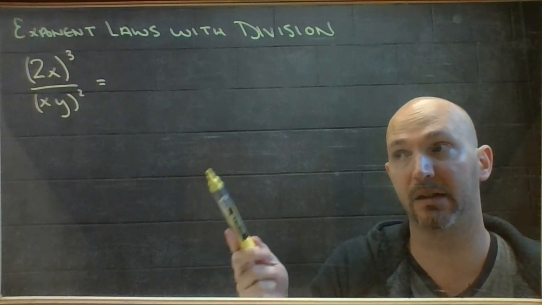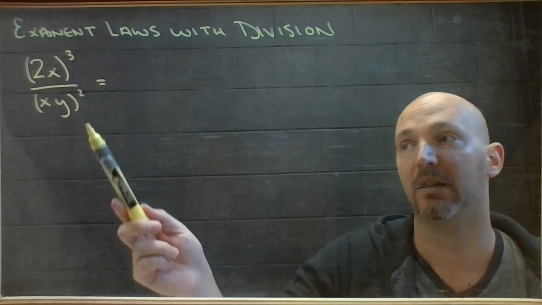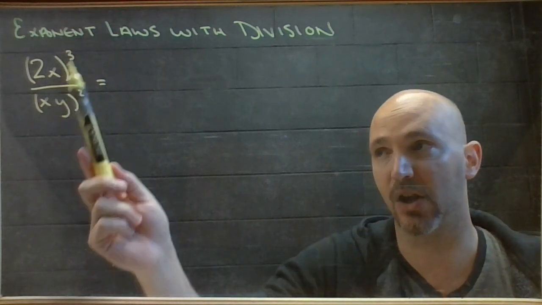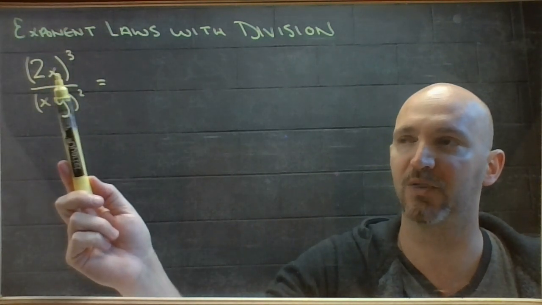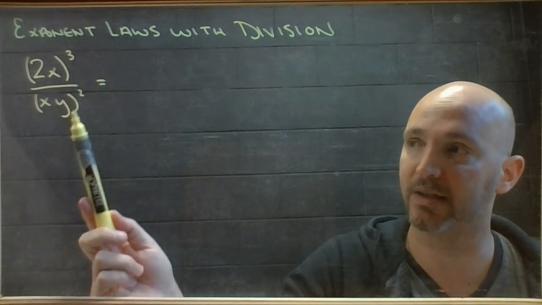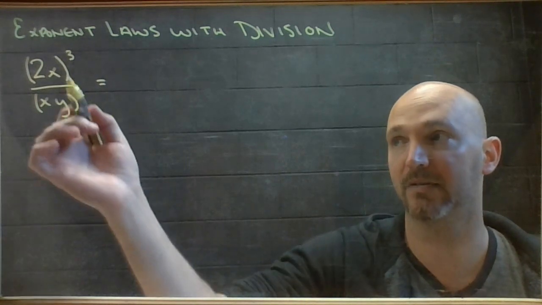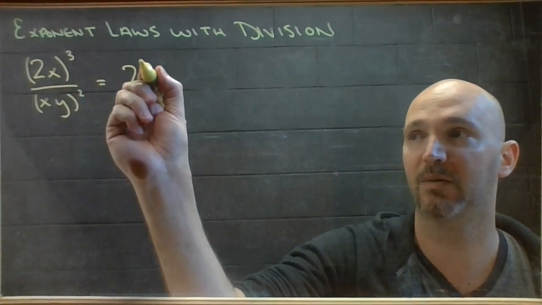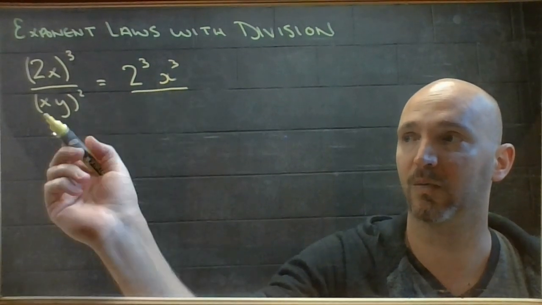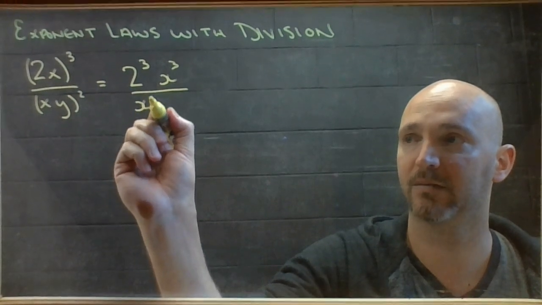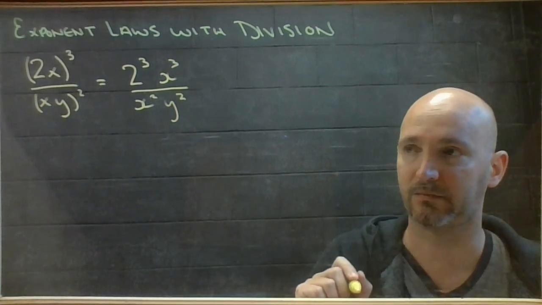So in this one, the division is outside of the bracket with the exponents. That's telling you that this division is not affected by the cube, nor is it affected by the squared. It's only the stuff in the numerator that gets cubed, and only the stuff in the denominator that gets squared. So if I apply that, 2 cubed x cubed over x squared and y squared. Okay.